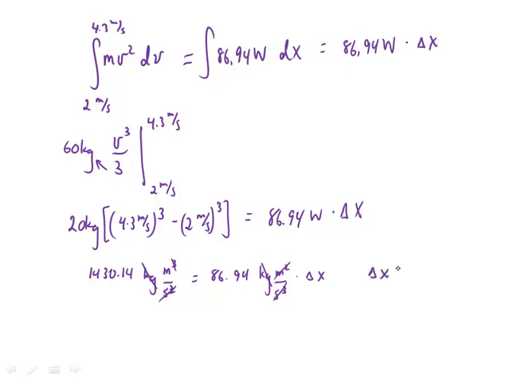And so delta x is equal to 16.45 meters. And that's the distance she traveled in that time period. And if you think about it, she went from 2 to 4.3 meters per second. So we'll ballpark that at around 3 meters per second times 5 seconds. That's about 15 meters. And so that number is reasonable.